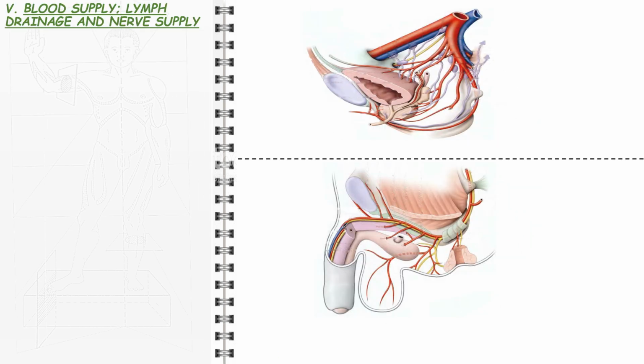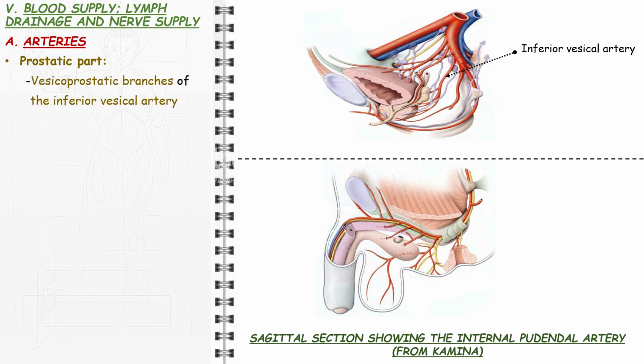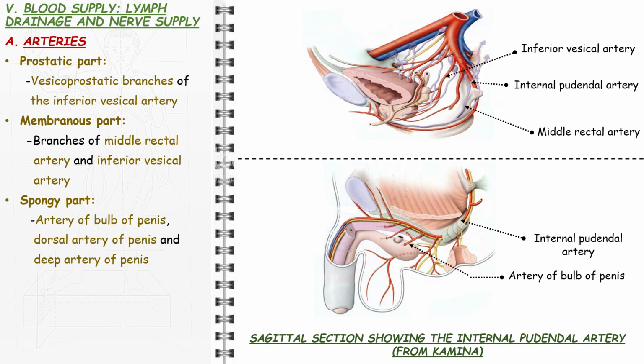The prostatic part of the male urethra is supplied by the vesical and prostatic branches of the inferior vesical artery. The membranous part is supplied by branches of the middle rectal and inferior vesical arteries. The spongy part is supplied by branches of the internal pudendal artery, the artery of bulb of penis, the deep artery of penis and the dorsal artery of penis.